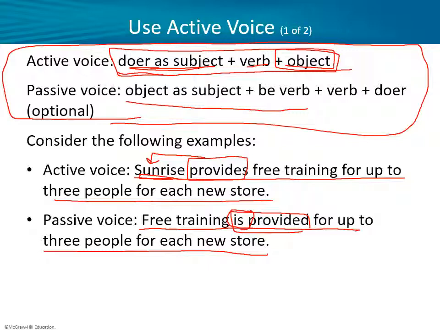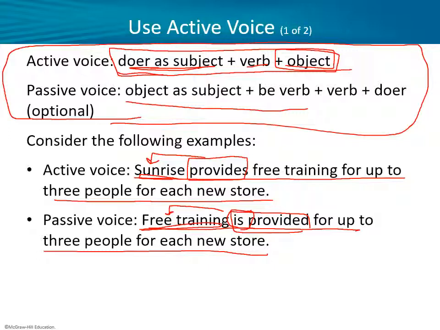Again, it doesn't mean there's anything wrong, like this is grammatically incorrect. It's just when we look at the subject of the sentence, free training, that's not what is, you know, the free training is not providing itself. Somebody else is providing it. So it's the object, but it's in the subject part of the sentence. And so that's about as good as I can do to describe this.